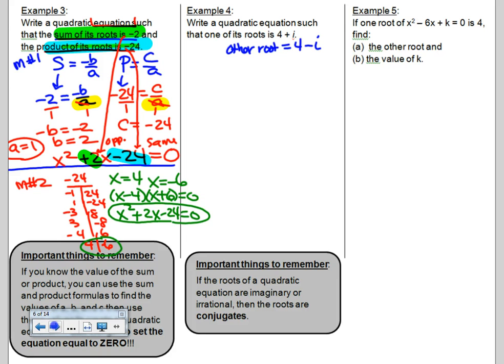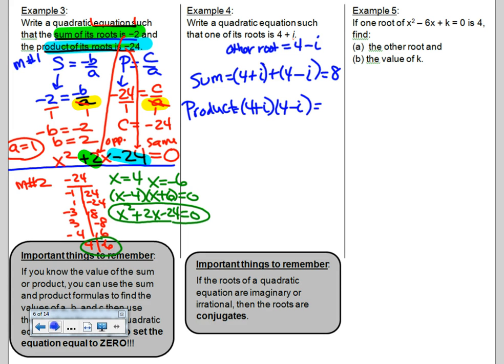Now the reason why that's important is now that I have my two answers, I can figure out the sum of those because I can take my answers and add them. And 4 plus i and 4 minus i, well, 4 plus 4 is 8, and the negative i and i cancel. The product is going to be whatever these multiply to make. All right, and if you put that into your calculator, you will get 17.